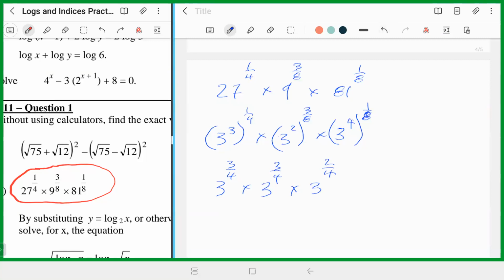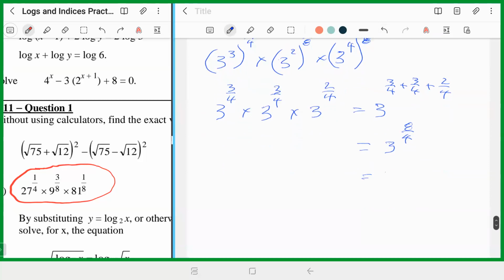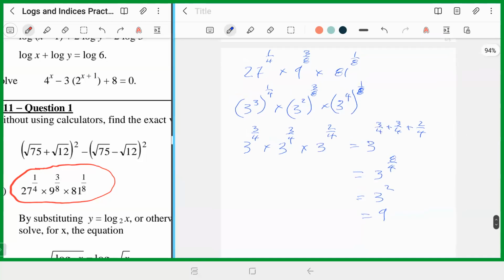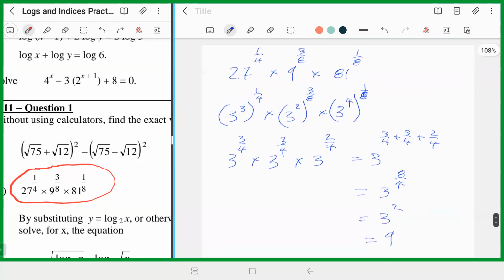When I multiply numbers with the same base, I have to add these powers, don't I? So add the powers. It becomes 3 to the 3 over 4 plus 3 over 4 plus 2 over 4, which becomes 3 to the 8 over 4. 8 over 4 is 2, isn't it? It becomes 3 squared, and 3 squared is 9. That's what we get. Simplify it all the way down to 9.